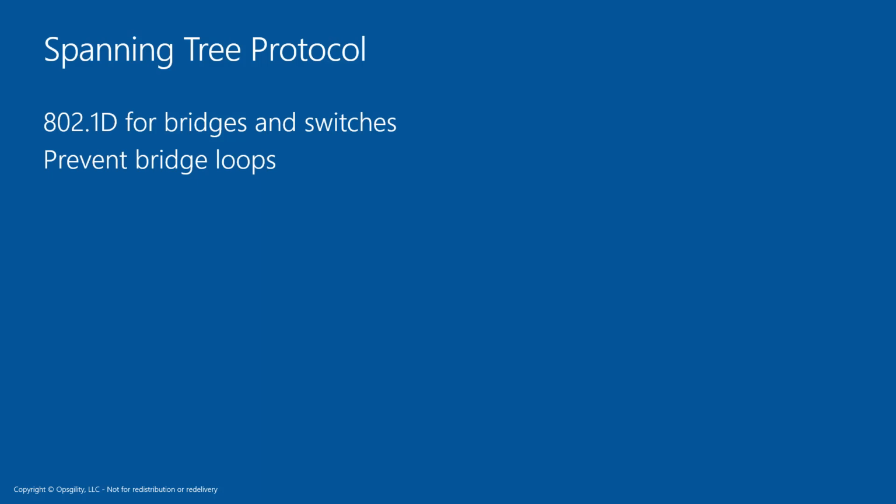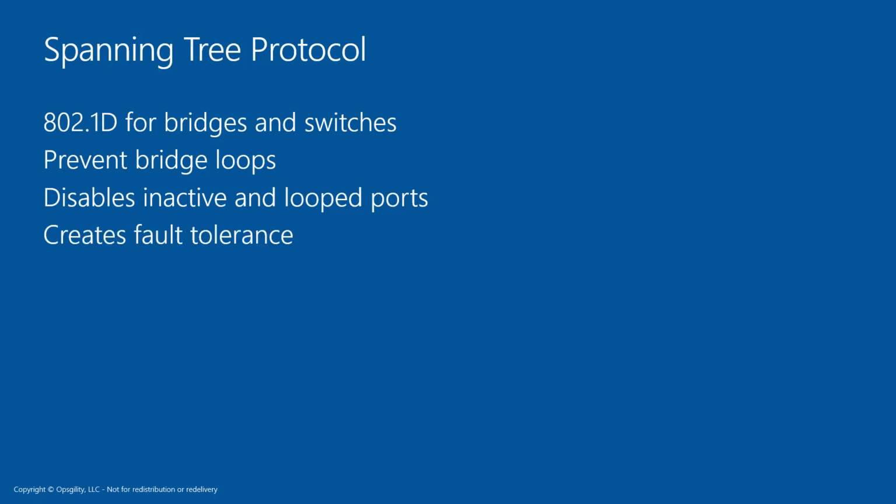The easiest way to give an example of this is if you have a connection into a switch that loops back into itself. For instance, if we have a cable plugged into port 1 and the other end of that cable is plugged into port 2 of a switch, that creates a loop. And it happens in networks that have a lot of cables going all different directions and a lot of different network administrators that end up making a mistake. So what it does is it disables the inactive and looped ports, so that way you don't end up with a broadcast storm. And it also creates fault tolerance, because a single fault will not end up bringing down the entire switch.